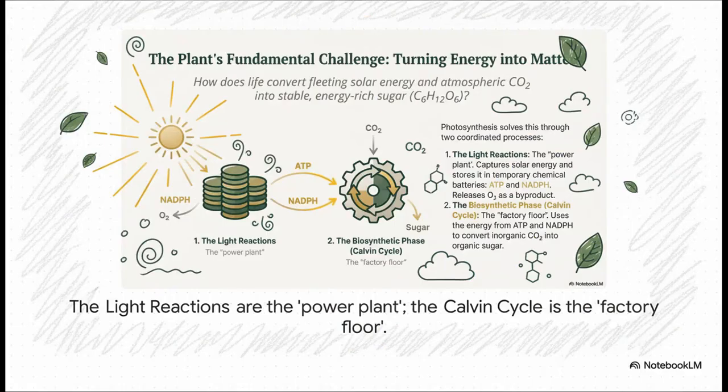Okay, so here's how life pulls it off. Photosynthesis uses this brilliant two-part strategy. Think of it like this. First, you've got the light reactions. This is the power plant. Its job is to capture sunlight and store that energy in these tiny portable chemical batteries. Then you've got the Calvin cycle. This is the factory floor, where those batteries are used to actually build sugar molecules out of CO2. You absolutely need both. One makes the power, the other uses it to build.